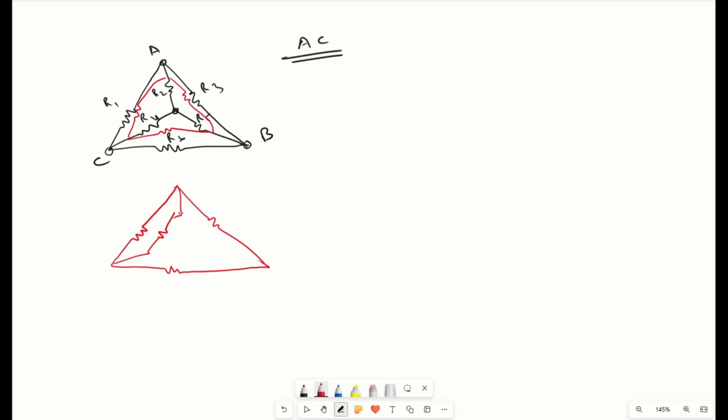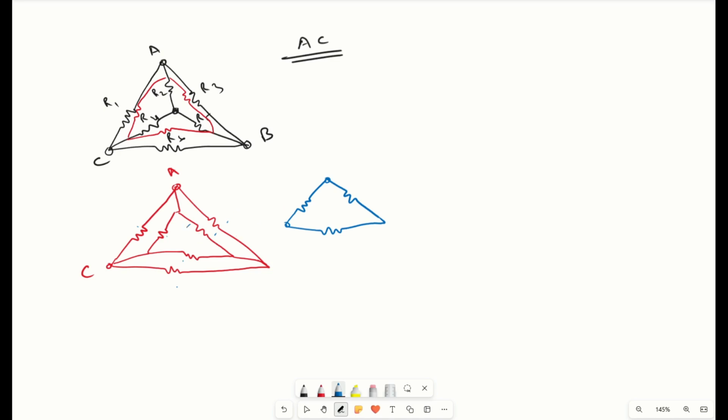If you see it closely, it will be looking like this, right? Now we are determining between A and C. So now again what we can see here, these two resistors are in parallel, these two resistors are in parallel. So what we can do, we can convert them into parallel formats. Similarly, these two resistors are in parallel format. So after converting into parallel format, I will be getting this, right?